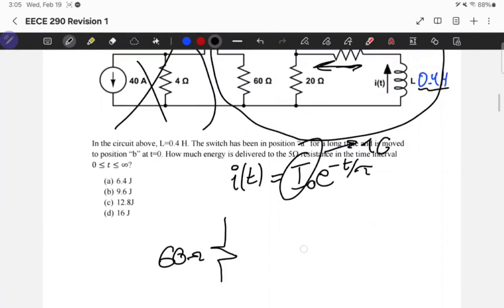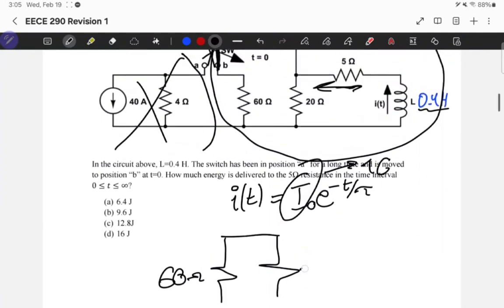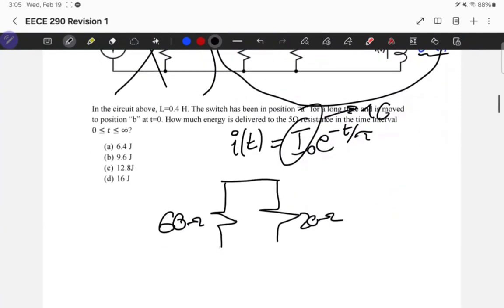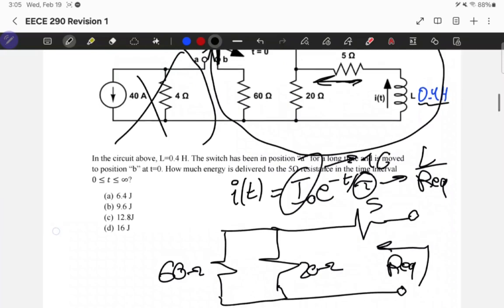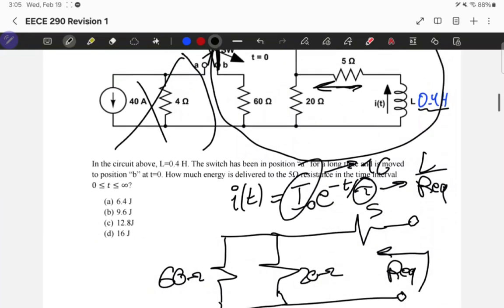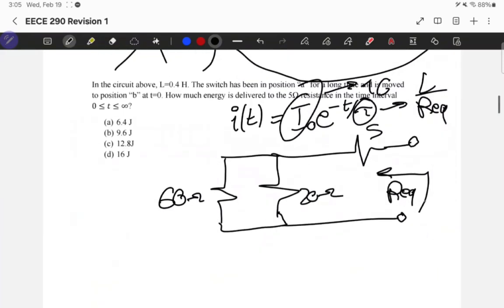So we have here 16 ohms, here we have 20 ohms, right? Here we have 5, and here we have the inductor, but we really only care about R equivalent as seen by this inductor. So we need R equivalent in here. Why? Because we need tau. Tau is equal to L over R equivalent, and L is 0.4, we already have it given. So we need R equivalent as seen by this arrow.